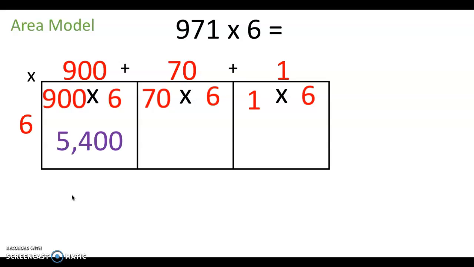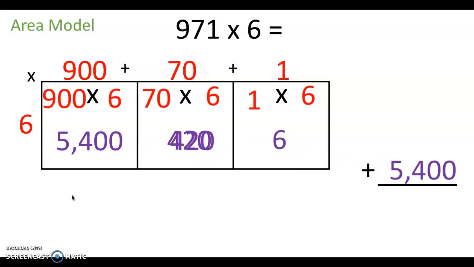All right, let's start off in our first box. We'll go 9 times 6 and then add our 2 zeros, giving us 5,400. Then we'll go 7 times 6, add on 1 zero, giving us 420. 1 times 6 is 6. Then let's take those and let's add those up on the side.